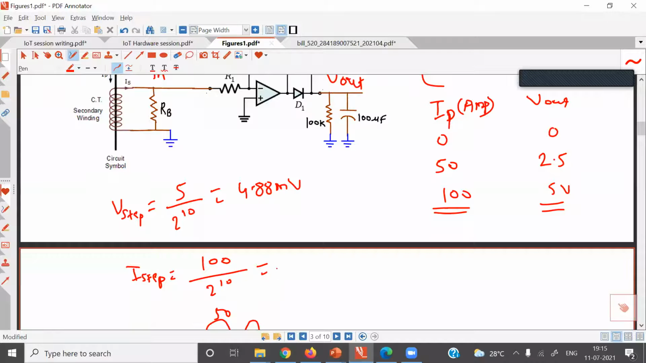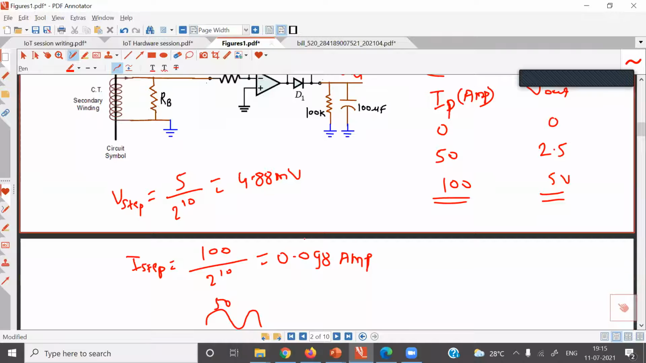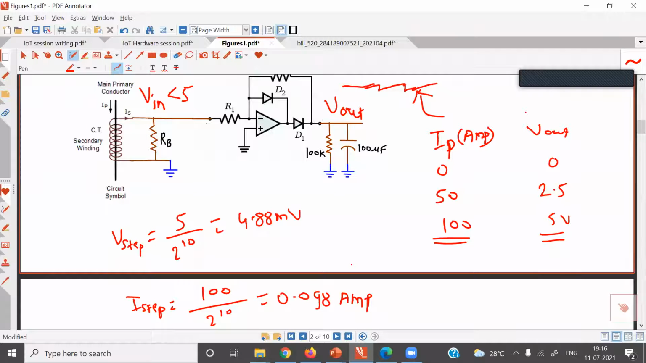So 0.0 approximately equal to 0.098 ampere. So we can differentiate current in steps of 0.098 ampere when we use 10-bit ADC. If you go for higher bits, we can further differentiate smaller steps. With the help of 10-bit ADC, if our maximum current measurement range is 100 ampere, then we can differentiate input current in steps of 0.098 ampere. So once you know the corresponding equivalent decimal result, you know what the current is.